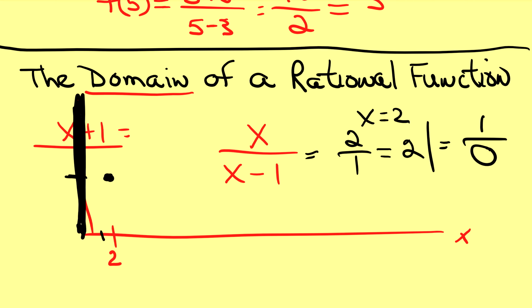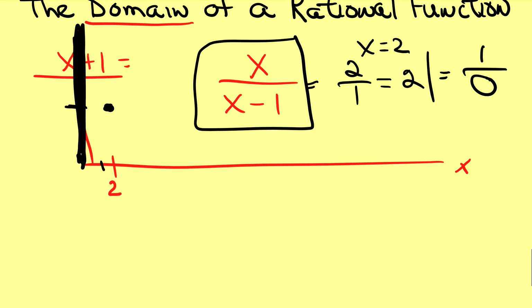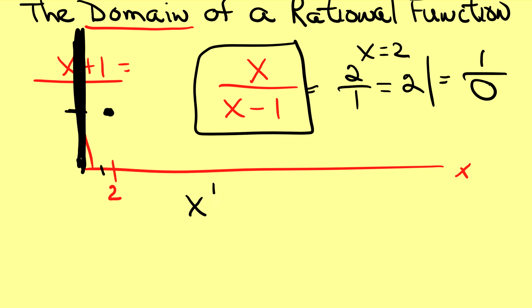What do you notice? My function here has a denominator along with a variable. So if I have a variable, there's a number that could make that equal to 0. Make what equal to 0? The denominator equal to 0. And that's what is not allowed. So my answer would be x such that x does not equal 1.